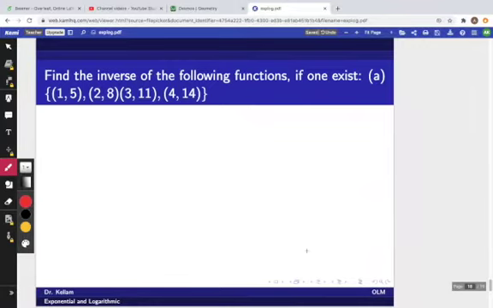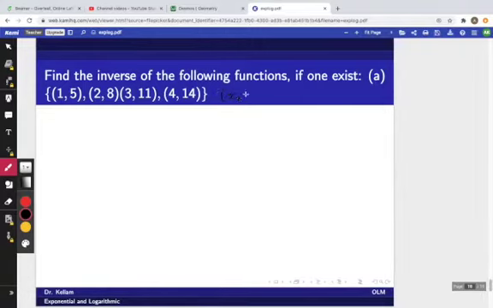Let's look at an example. And yes, I know this again says the following functions. One of them is not up here yet. So here I have this as my function. I can verify that it's one-to-one because 1, 2, 3, and 4 each appear once, so it is a function. And 5, 8, 11, and 14 each appear once.